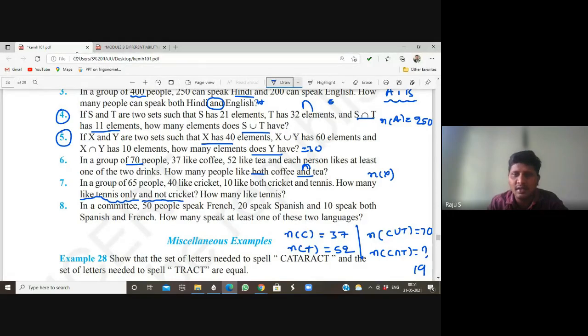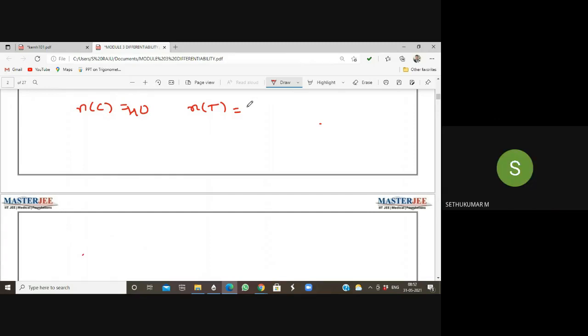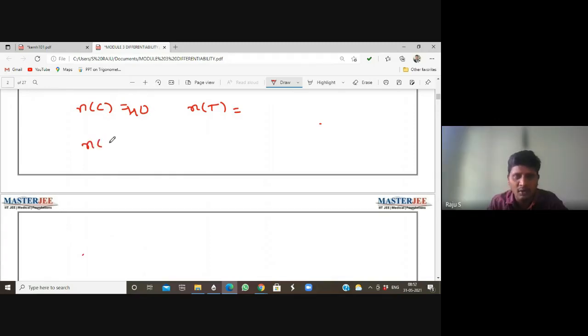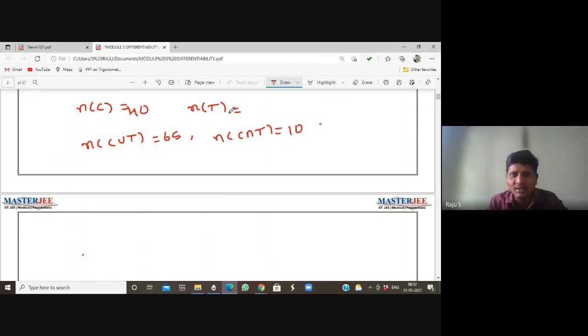It is related to cricket and tennis, right? So let us take this as C. Cricket means C. What is n of C? How many like cricket? Sir, 40. What about tennis? We have to find that. So what is C union T? 65, sir. Is any C intersection T given? 10, sir. So actually, what is the question? In the question, we have to find n of T minus C.